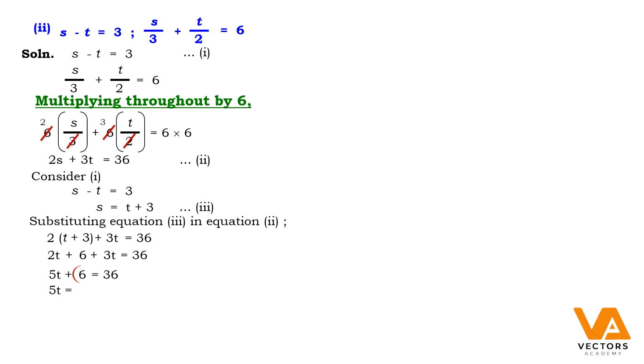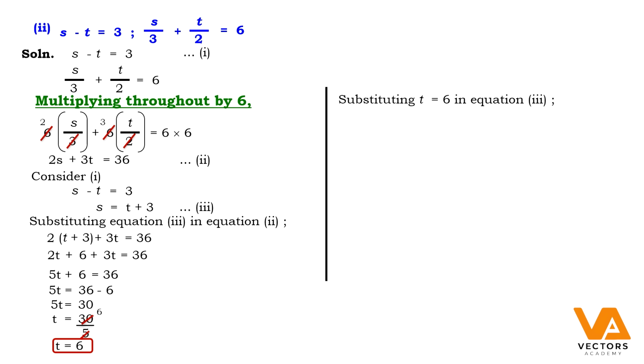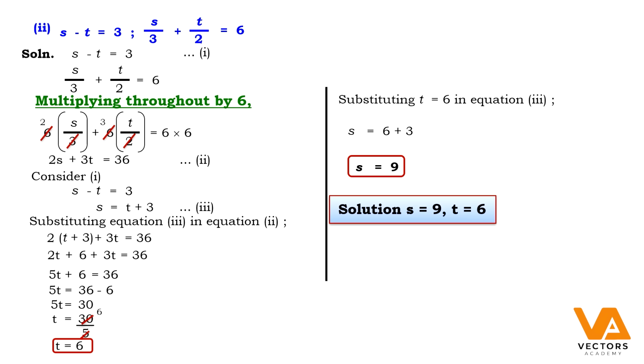So substituting and simplifying, we should get the value of t as 6. Once you get the value of t, we can substitute this value of t in one of the three equations. The easiest one will be the third equation. So substituting the value of t in equation 3, we will get s is equal to 9. So this is how we solve linear equations using the method of substitution.